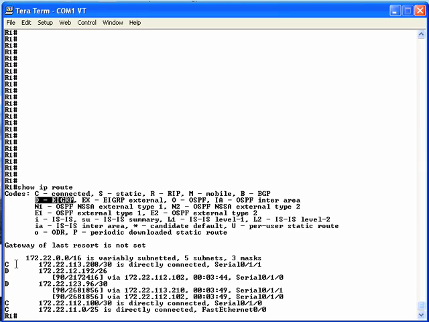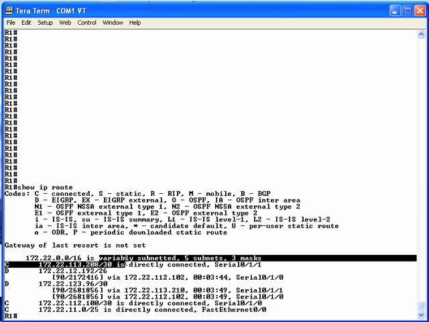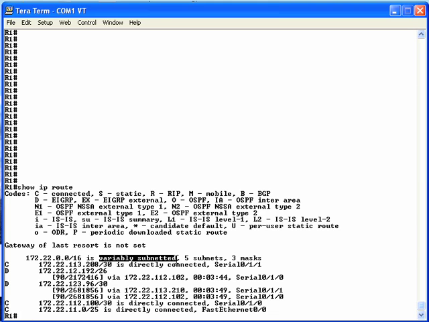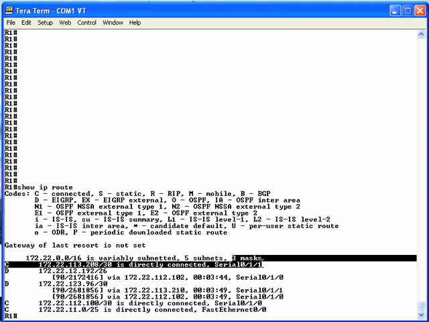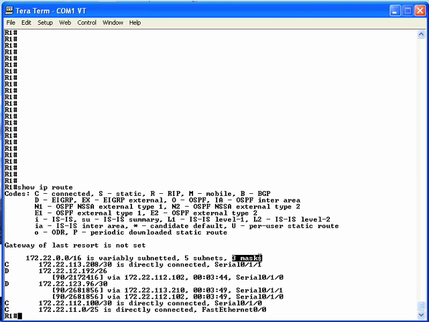Now if you look at the top line of this output after the legend, it says network 172.22.0.0 with a /16 mask, in other words the whole class B network, is variably subnetted. Now that means we're using VLSM. For instance, if you look out toward the end of that same line, it says 3 different masks are known inside this one class B network. So that's proof that we're using VLSM in this case. It also says that we know about 5 different subnets of this class B network.